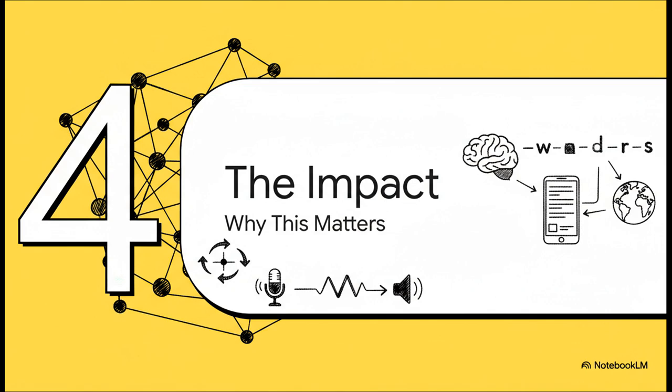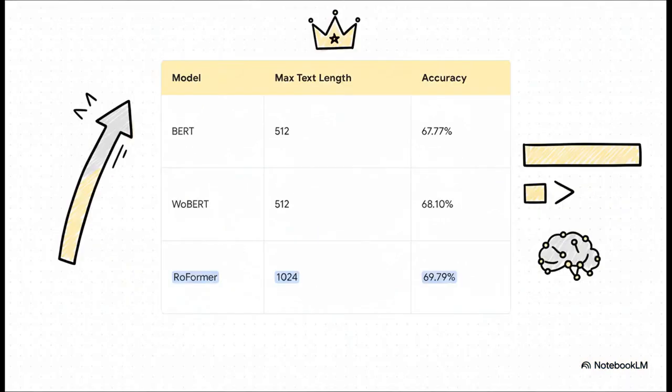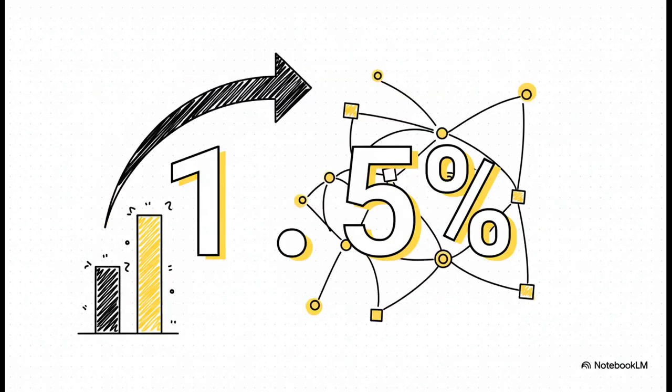Okay, so that's some pretty cool math, but what's the real-world impact? I mean, why should we care about rotating vectors? Well, the proof is in the pudding, right? Just look at the data. This table comes straight from the paper that introduced ROPE. Check out the RoFormer model. It's not just outperforming the other models, it's doing it while handling text that's twice as long. So it's better, and it works on way longer stuff. That's a huge win. That jump in performance over the next best model is about 1.5 percentage points.